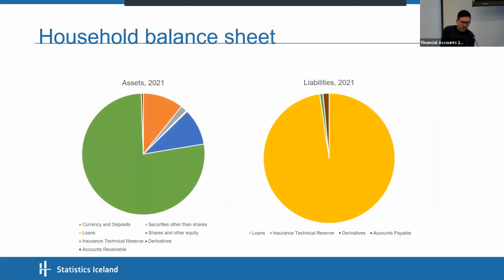So these financial accounts give policy makers a good idea on where to look and analyze in more detail.